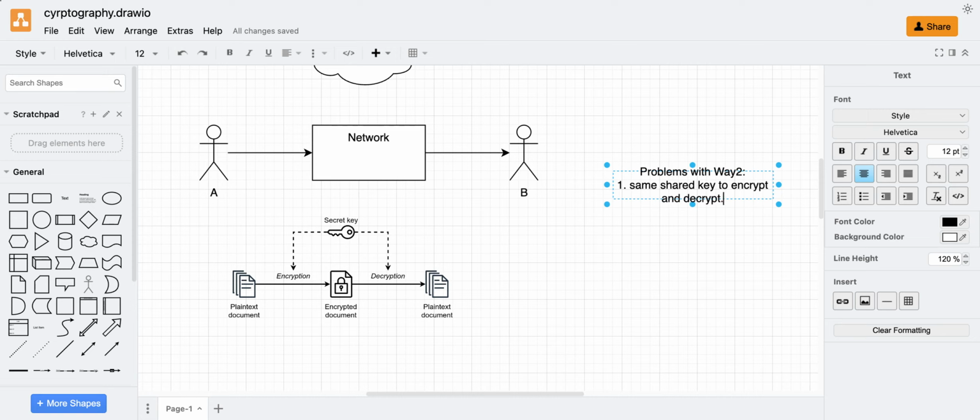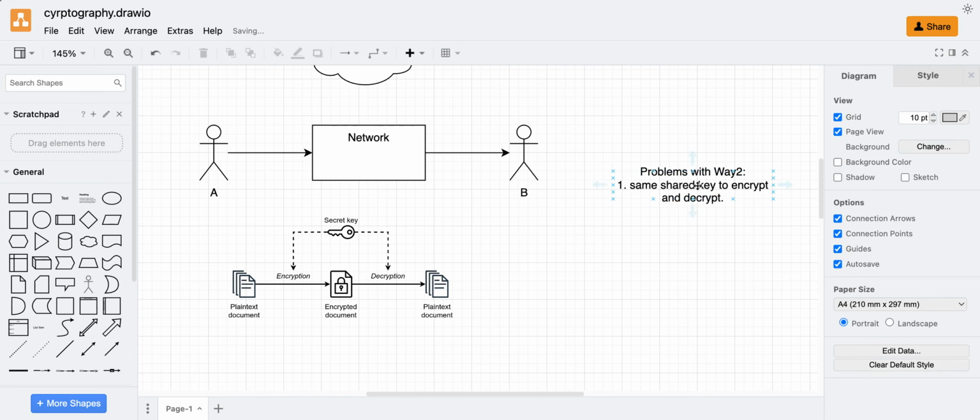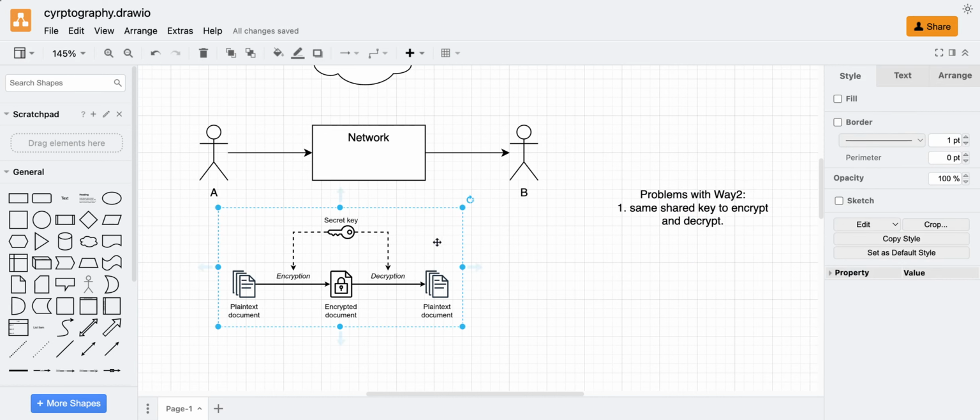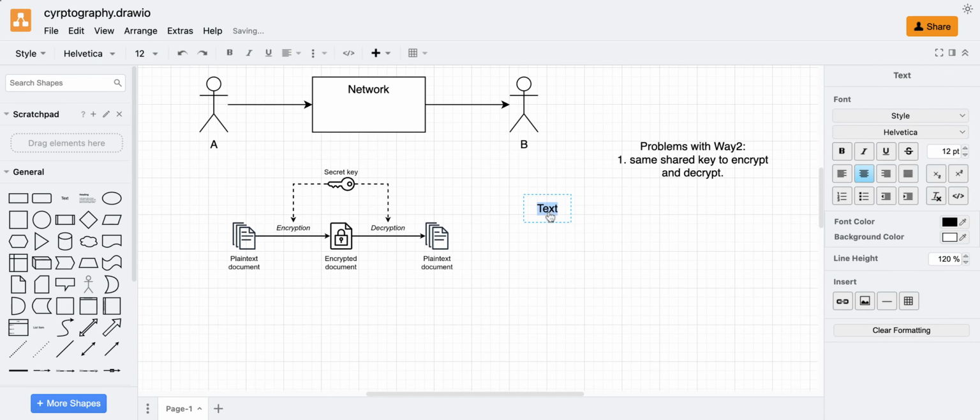So how do we navigate further? Before moving on, this is called symmetric encryption, where it is using only one key, okay, to encrypt and decrypt the message.